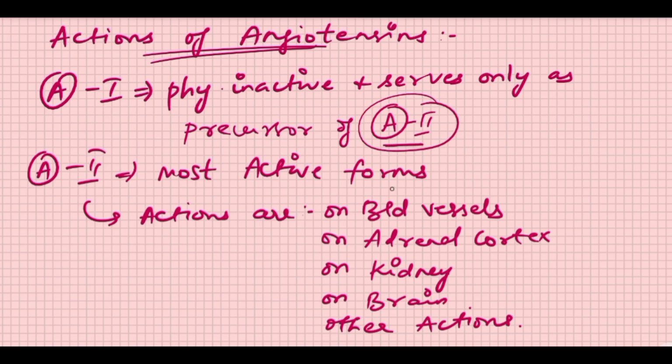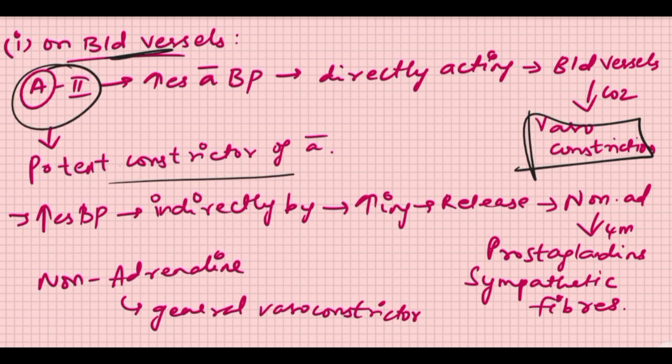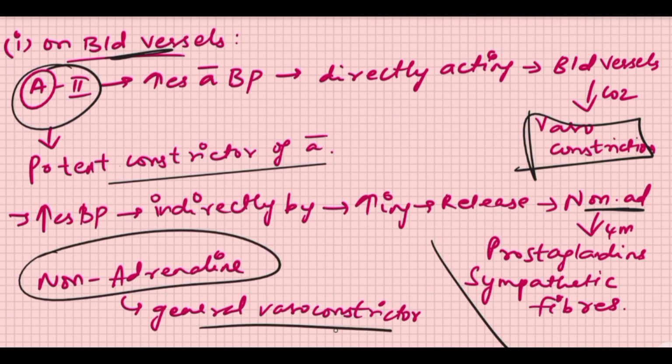Actions of angiotensin. Angiotensin 1 is physiologically inactive and serves only as a precursor of angiotensin 2. Angiotensin 2 is the most active form, and its actions are on blood vessels, adrenal cortex, kidney, brain, and other actions also. First actions are on blood vessels. Angiotensin 2 increases the blood pressure, directly acting on blood vessels, causing the vasoconstriction. Angiotensin 2 is a potent constrictor of the arterioles. It increases the blood pressure indirectly by increasing the release of noradrenaline from the sympathetic fibers. Noradrenaline is generally a vasoconstrictor.